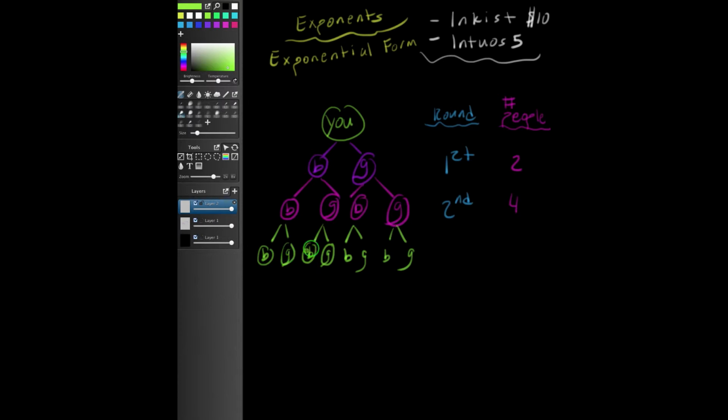And it looks like I have 1, 2, 3, 4, 5, 6, 7, and 8 people, and let's fix that last circle there, and 8 people in this third round. So in the third round, there are 8 people.